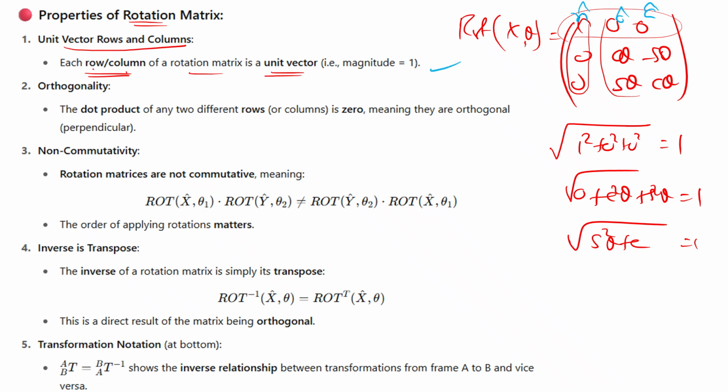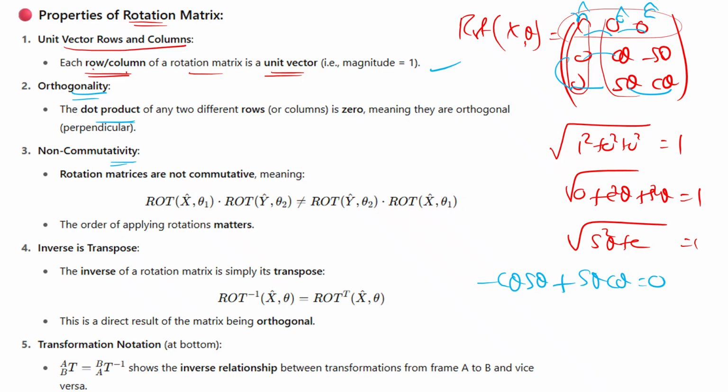The second point is that the dot product of any two different rows is 0. If you take a dot product, this is 0, 0, 0, then minus cos theta sin theta plus sin theta cos theta, so it is equal to 0. Or you can take it like this, 0, 0, then plus and minus. This is called orthogonality: the dot product of any two different rows is 0. This is the second point. And we have proved before that matrix multiplication is non-commutative.